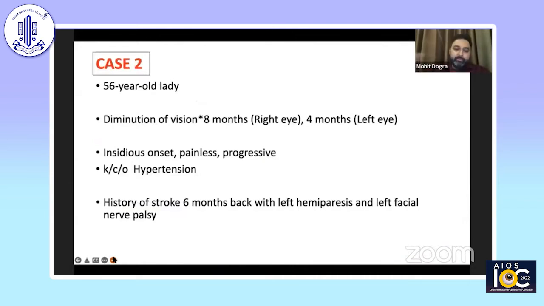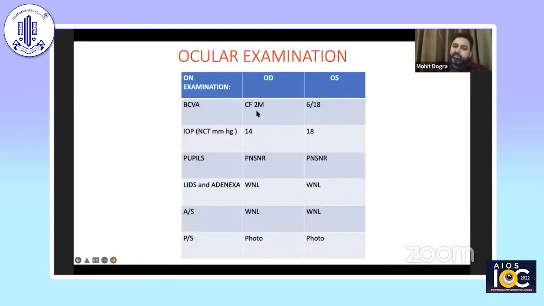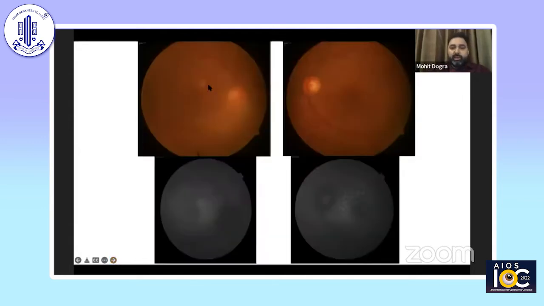A similar kind of patient: an elderly 56-year-old lady who had diminution of vision for 8 months in the right eye and 4 months in the left, with a history of stroke with left hemiparesis. When she came to us, she again had pretty poor vision in the right eye, counting fingers at 2 meters. The left eye also had diminution of vision. However, she did not have a lot of anterior segment inflammation.